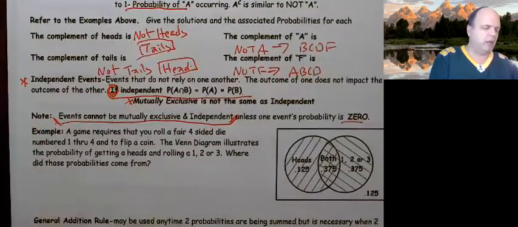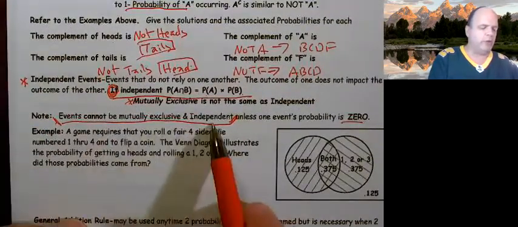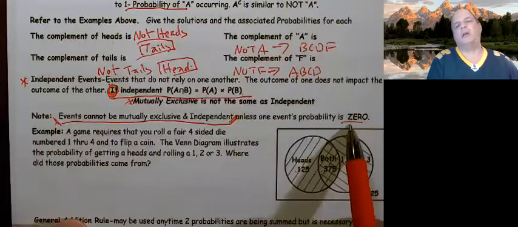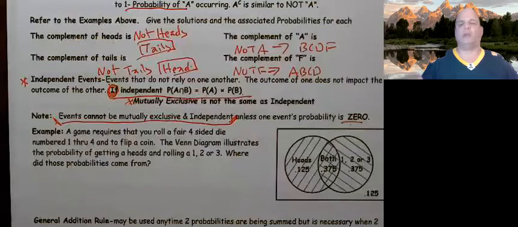So, generally speaking, events cannot be mutually exclusive and independent unless a probability is 0. In other words, not really going to happen, or it's not something we're that interested in.